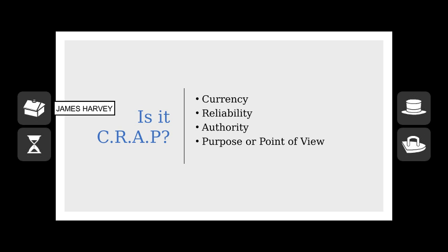The objective of our first lesson is to introduce you to website evaluation based on the following criteria: currency, reliability, authority, and purpose or point of view. These four evaluative criteria constitute what we call a CRAP test, a useful set of standards that you can use to help determine the credibility of a website.